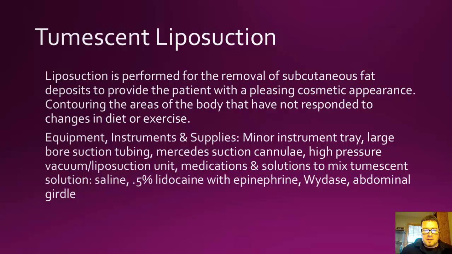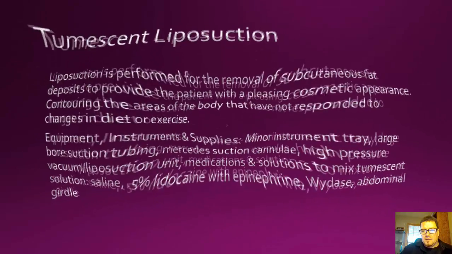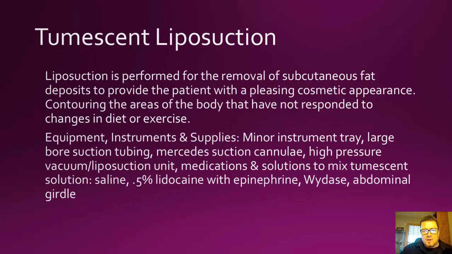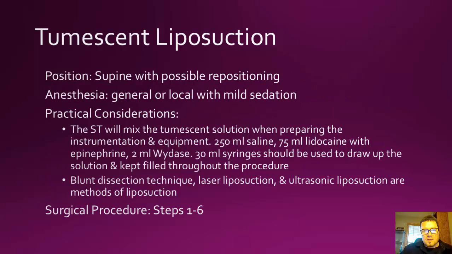So you need a minor instrument tray, large bore suction tube. The Mercedes suction cannula is a big honking suction cannula that's going to suck some of that fat and juice out of there. High pressure vacuum for the liposuction unit. And the medications you're going to mix would be a tumescent solution that has saline, 5% lidocaine with epinephrine, and Wydase. You may put an abdominal girdle on this patient afterwards, more than likely, to help reduce the edema.